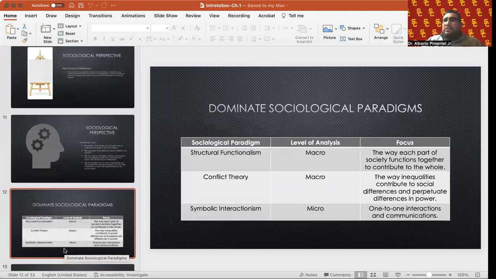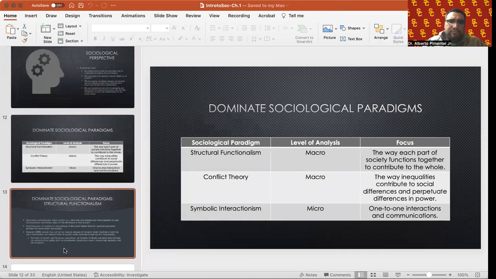We look at the dominant sociological paradigms, also known as the schools of sociological thought. And the paradigms are structural functionalism and conflict theory, and symbolic interactionism. And we'll define these a little later on. But I do want to make note that structural functionalism and conflict theory both highlight or represent a macro level of analysis. And symbolic interactionism represents a micro level of analysis. And we'll explain that a little later.